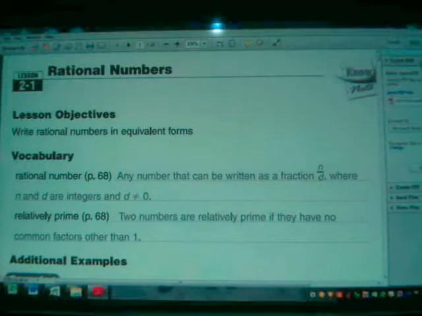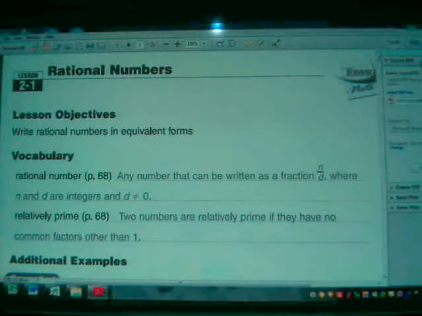This is a video presentation of Chapter 2, Section 1, Rational Numbers. And our objective here is to write rational numbers in equivalent forms. So what is a rational number? Well, luckily for us, the vocabulary words for this section start off by defining what a rational number is.